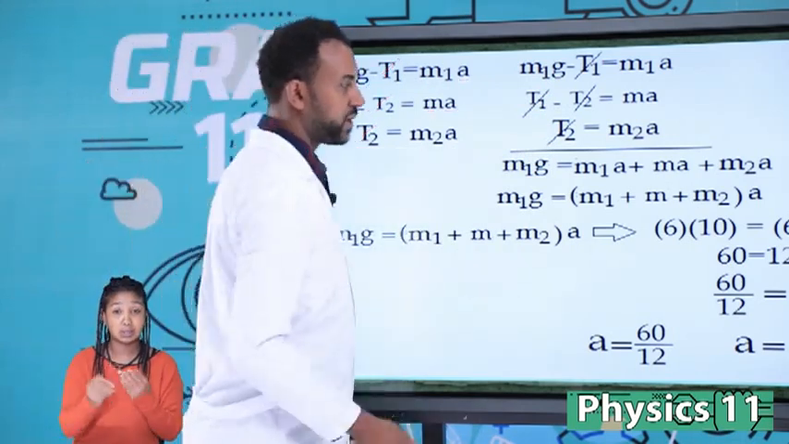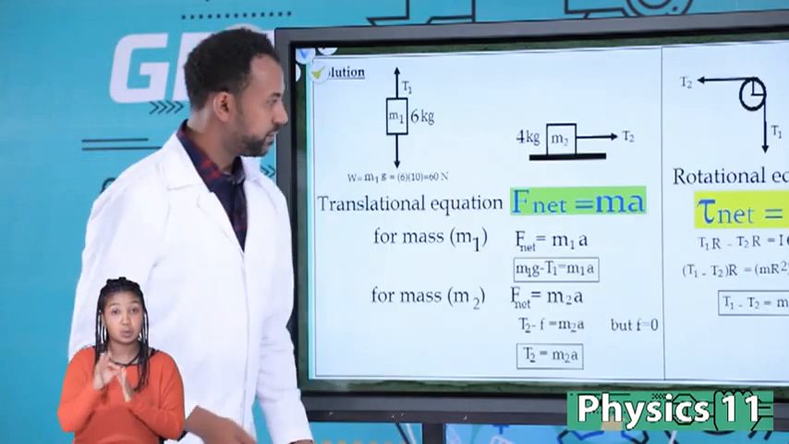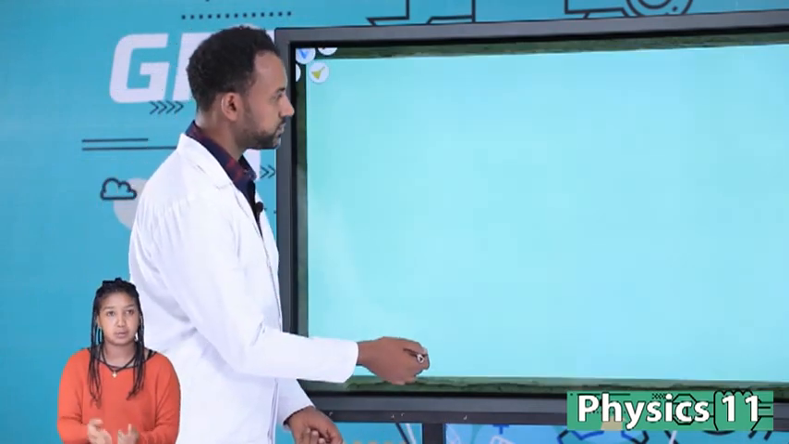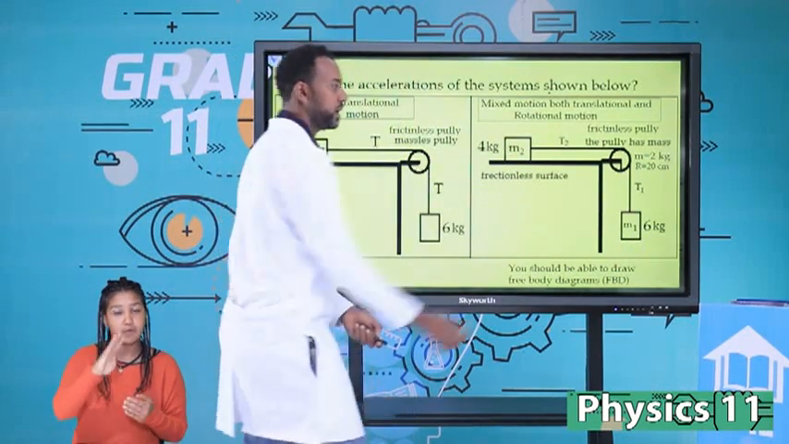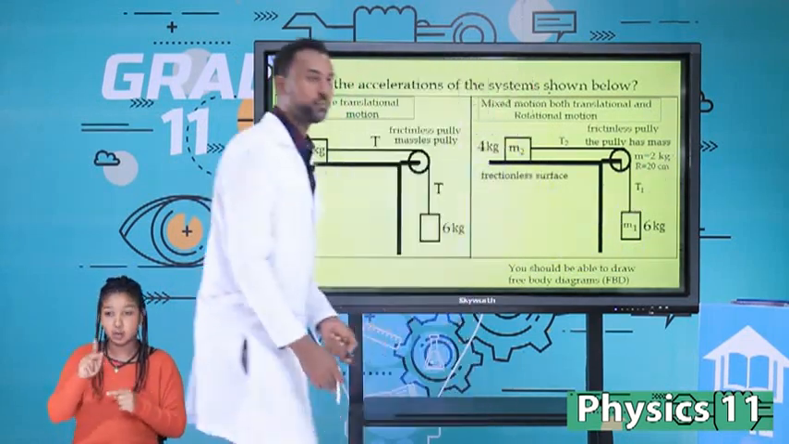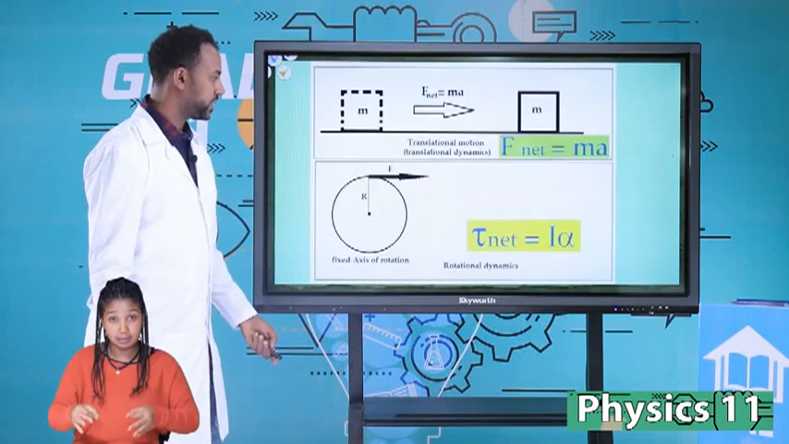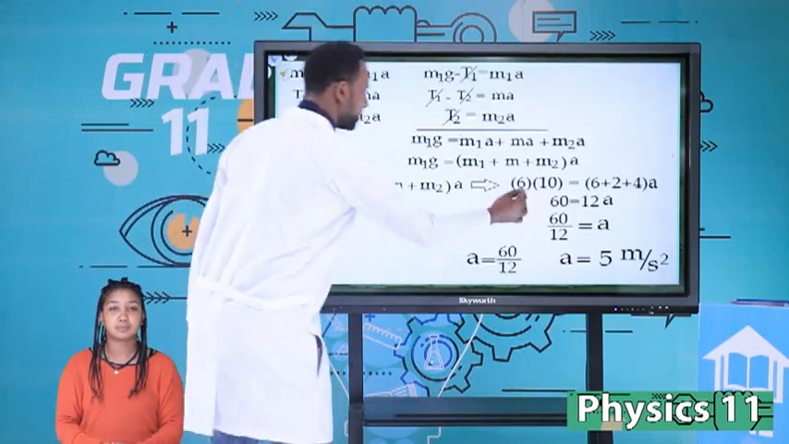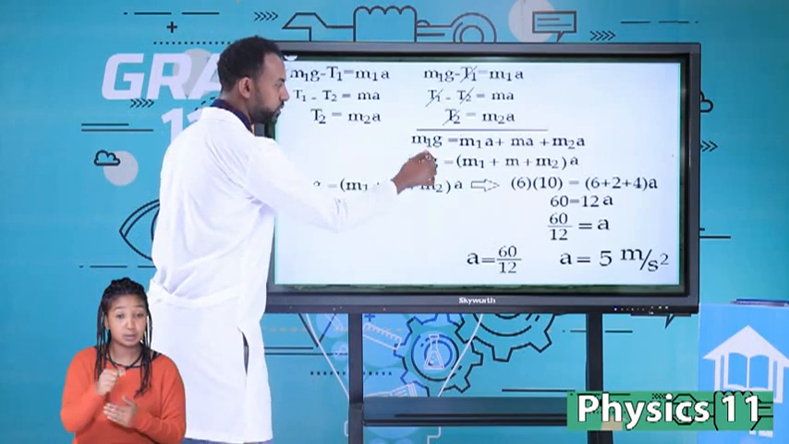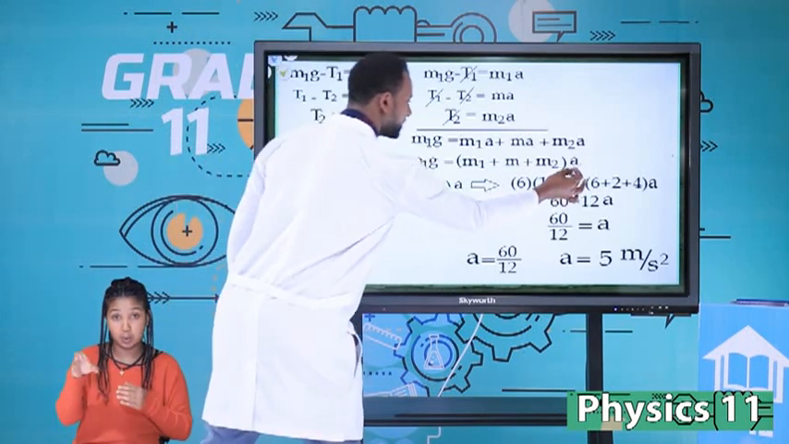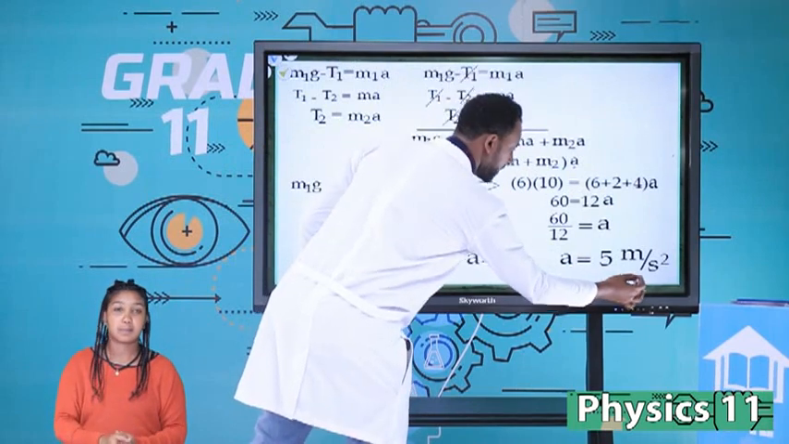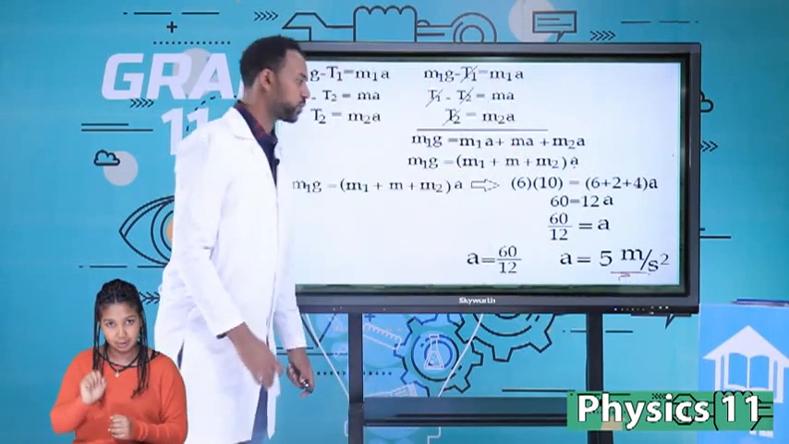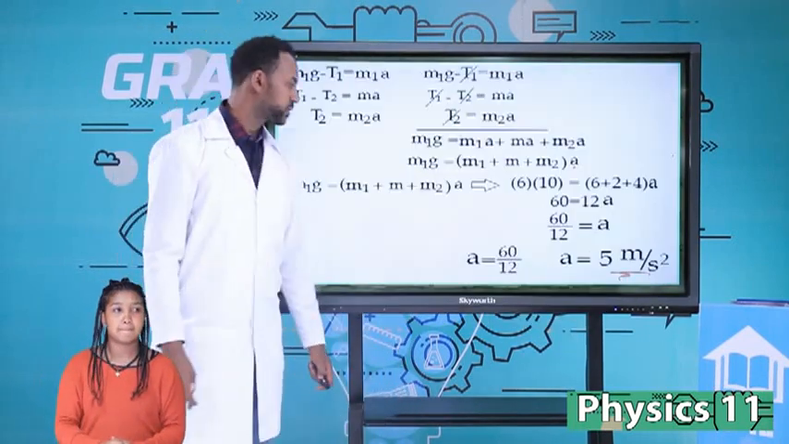So in this case, from the above question, we have the masses here: 6 kilogram, 4 kilogram, and the mass of the pulley is 2 kilogram. We can determine the acceleration. When you substitute all the numbers, you can find the acceleration a as 5 meters per second squared.